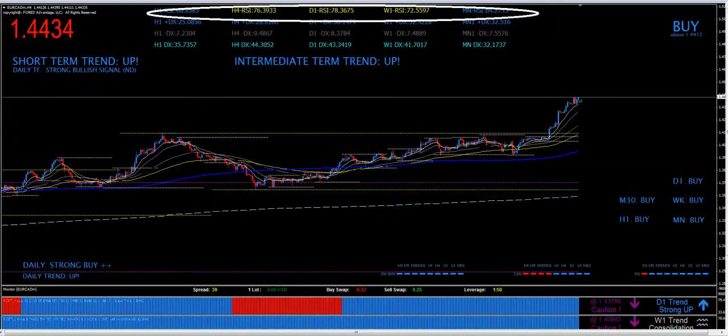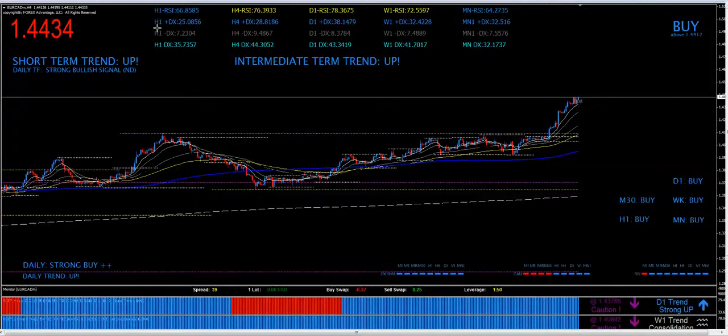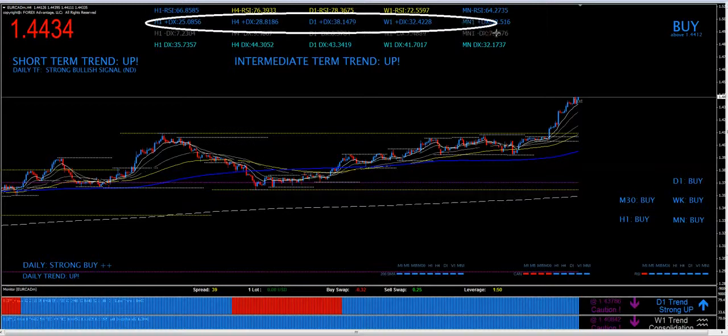So right below that, you have your plus DX. Again, these are going to be from the 1-hour time frame all the way to the monthly. Your plus DX is looking really nice. It's all blue, meaning it's in an uptrend. Anything over 25 is going to turn blue. If it's below 25, this is for the plus DX, it's going to turn gray. And right now, everything is blue, telling you that this is indeed in an uptrend, because you have the plus DX, which is over 25.